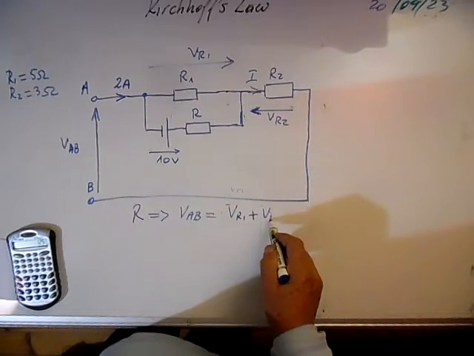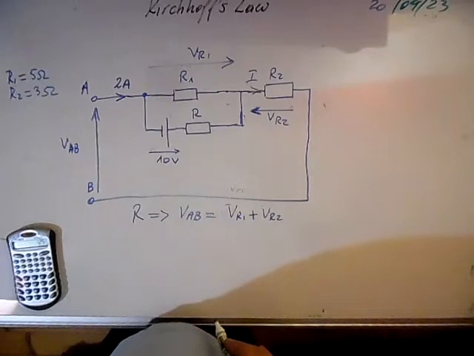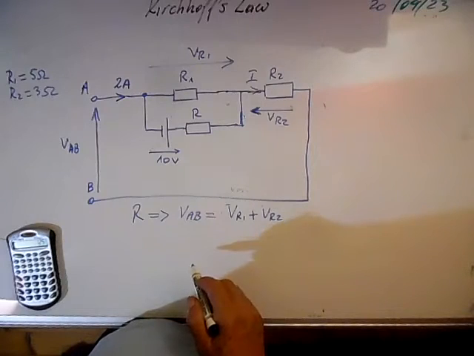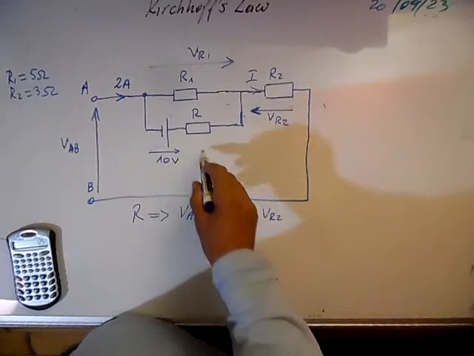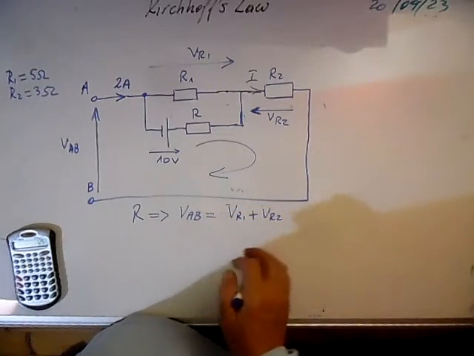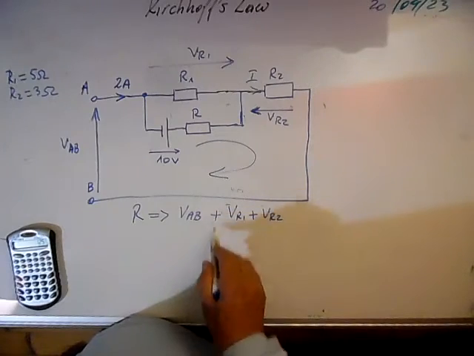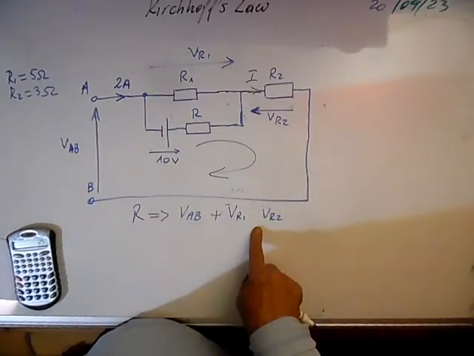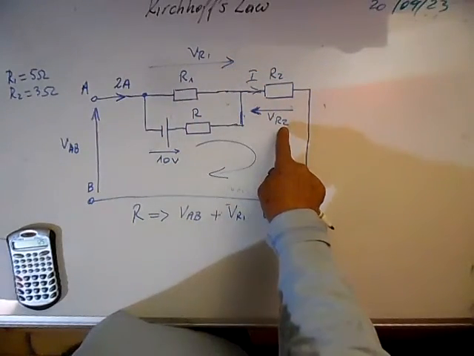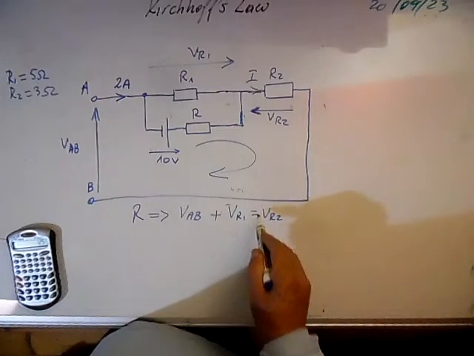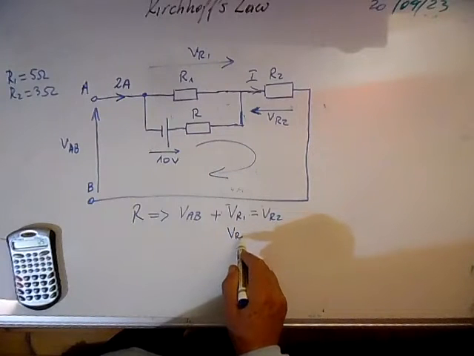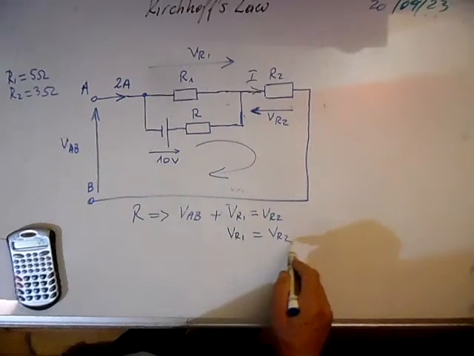So okay, it means that if we want to have VAB equals 0, we can write in this direction VAB plus VR1 minus VR2 is equal to 0. So it means we can write the following equation. So it means that VR1 should be equal to VR2.